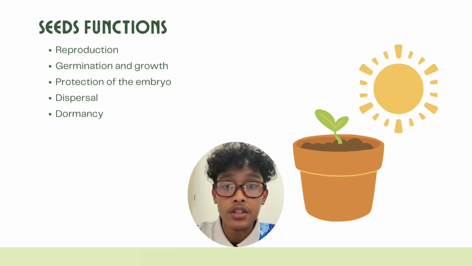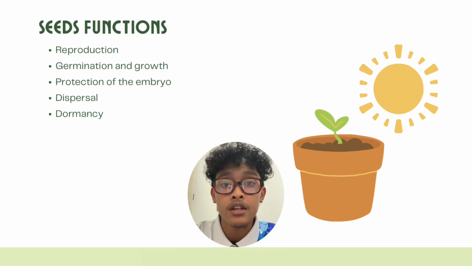And the next one is dispersal. Seeds are adapted for dispersal to different locations through wind, water, animals, or mechanical means. This helps reduce competition among plants and allows them to colonize new areas.